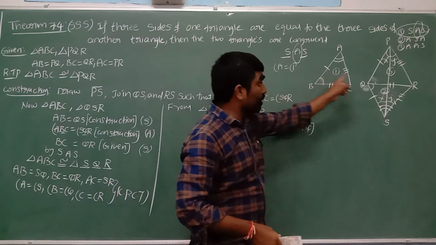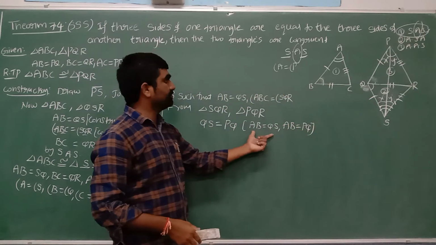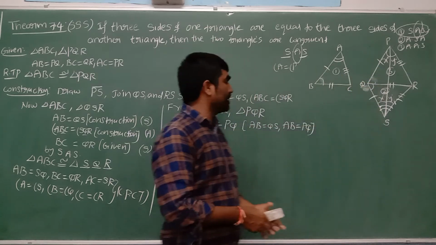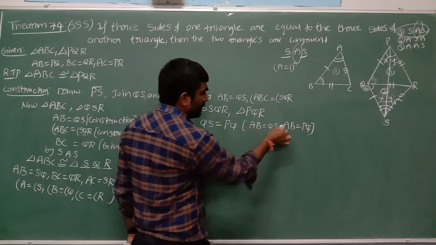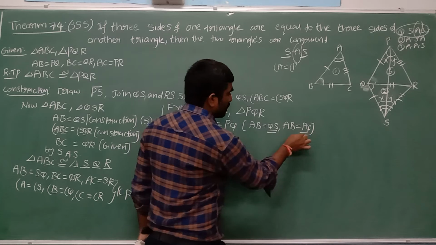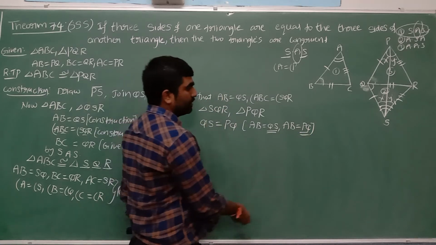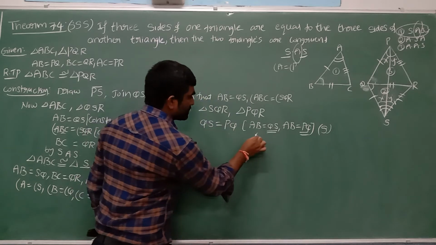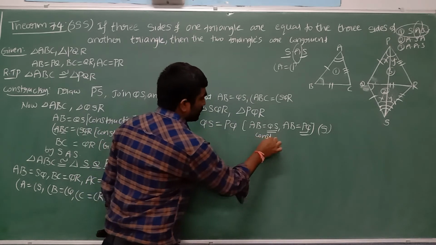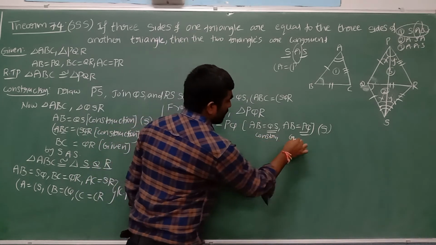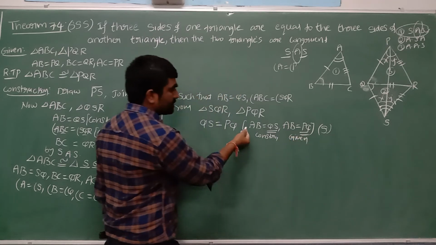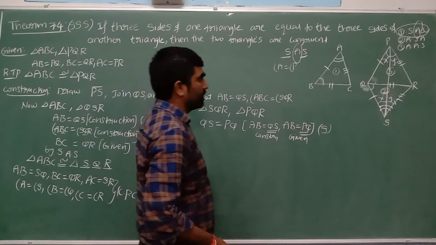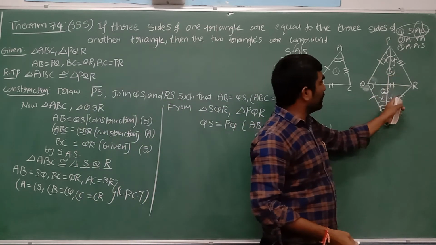See, AB is equal to QS, we took by construction. AB is equal to PQ, they gave in the question. So from this both, AB is the same, QS is equal to PQ, you can see. That is all I have to give. Yes, one side over. Then next, this one is by construction we took, and this one is given. From this both I can say QS is equal, PQ is also equal. One side equal. Next, anything equal here?